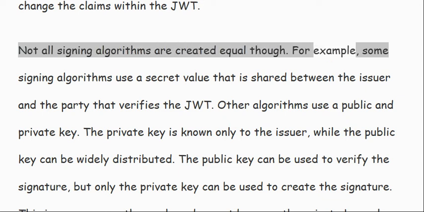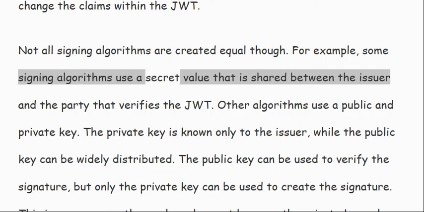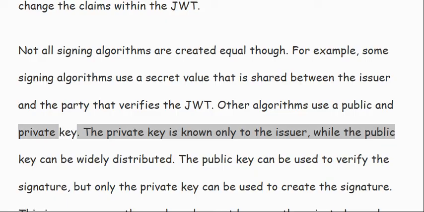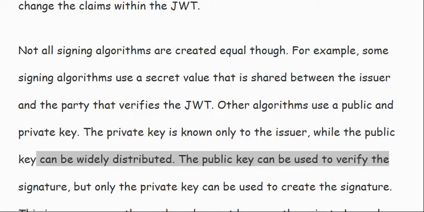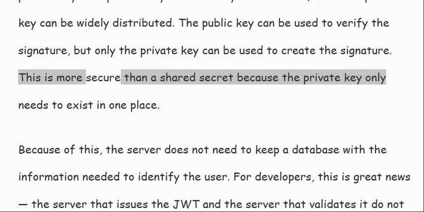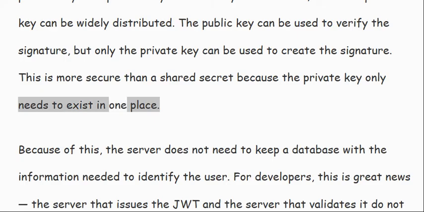Not all signing algorithms are created equal though. For example, some signing algorithms use a secret value that is shared between the issuer and the party that verifies the JWT. Other algorithms use a public and private key. The private key is known only to the issuer, while the public key can be widely distributed. The public key can be used to verify the signature, but only the private key can be used to create the signature. This is more secure than a shared secret because the private key only needs to exist in one place.